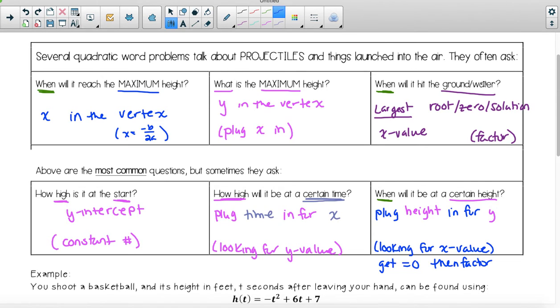If it asks when it hits the ground, you're finding the x-intercept. So generally, you're going to be looking for either the vertex, the x-intercept, or the y-intercept when it asks for how high it is when it starts. Then the more difficult questions will say how high is it at a certain time, or when will it be at a certain height. So it's very, very specific for these two questions. You have to plug in the x for the x or the y for the y and solve for the missing variable.